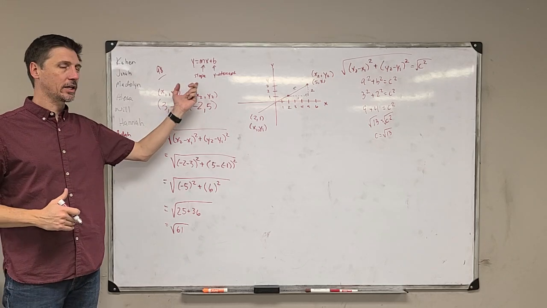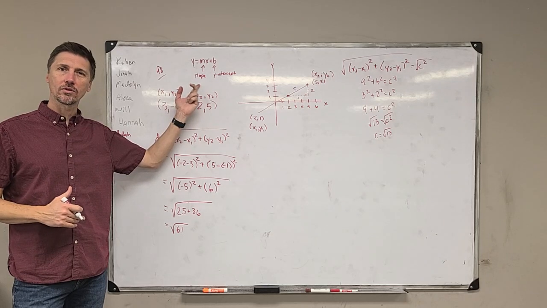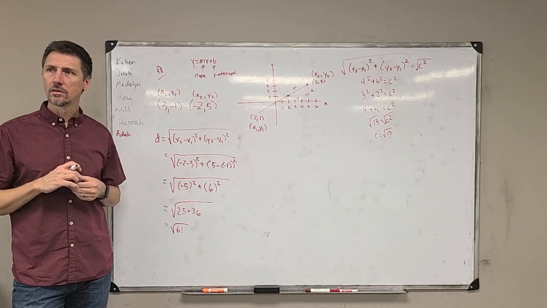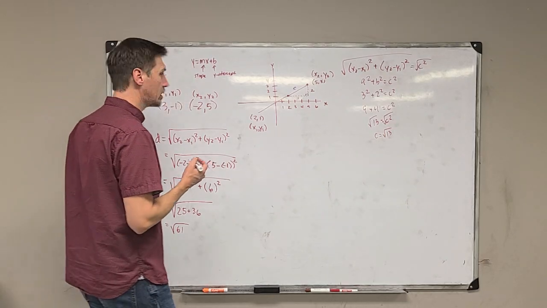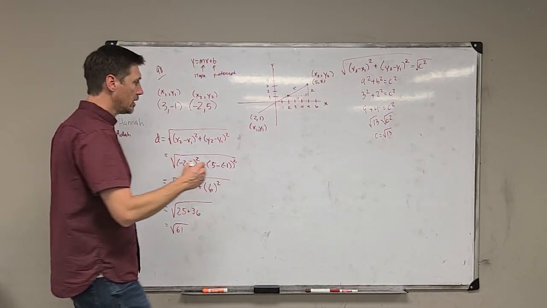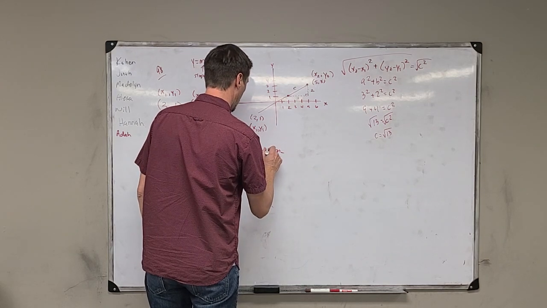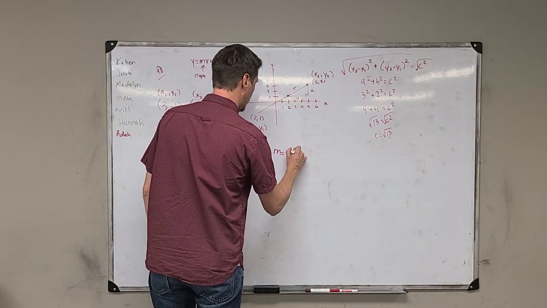Do you remember a shorthand way that I said to remember what slope is? Slope is something over something. What was it? Rise over run. Slope is rise over run. Who said that? Cohen, okay. So slope, m, is rise over run. Slope equals m, and that equals rise over run.